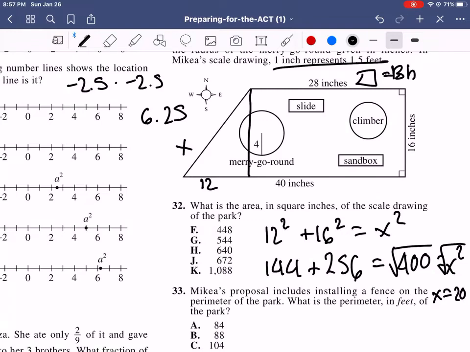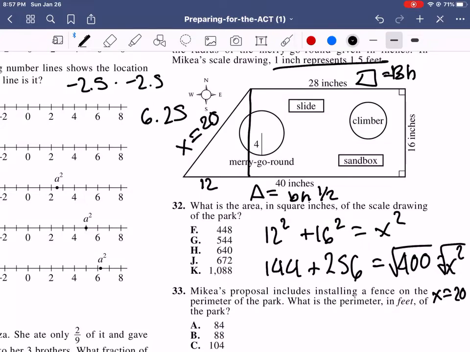Oh wait, first I take the x equals 20, and then I do the triangle. The area of a triangle equals base times height times 1/2. So 16. Wait, you're finding perimeter. Oh my gosh. Finding perimeter. Okay.